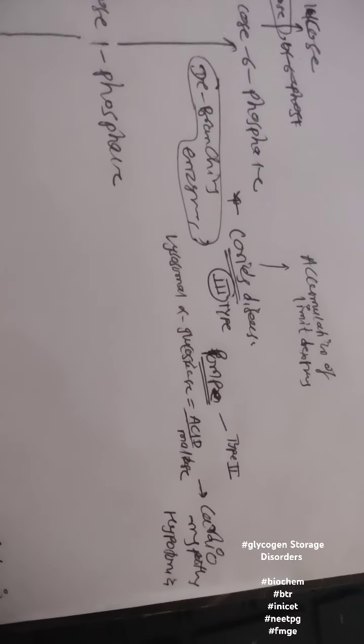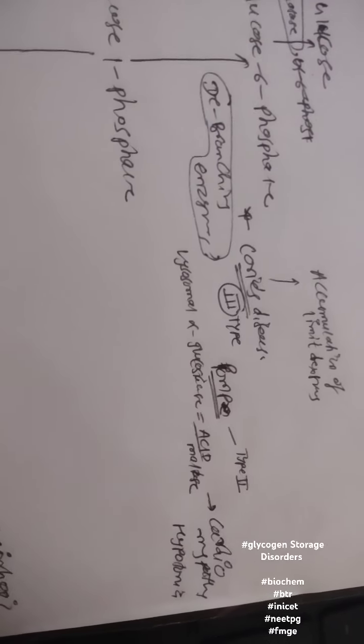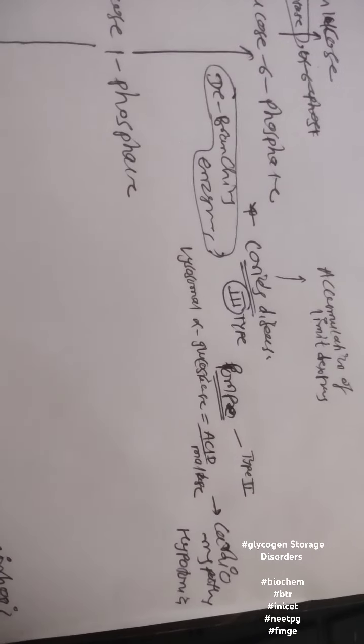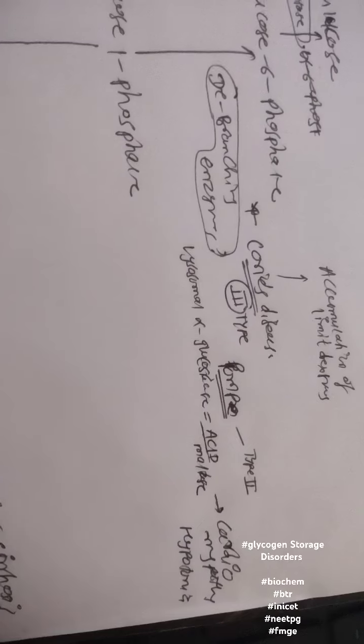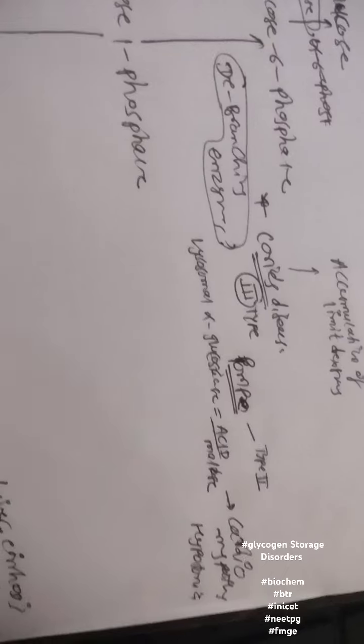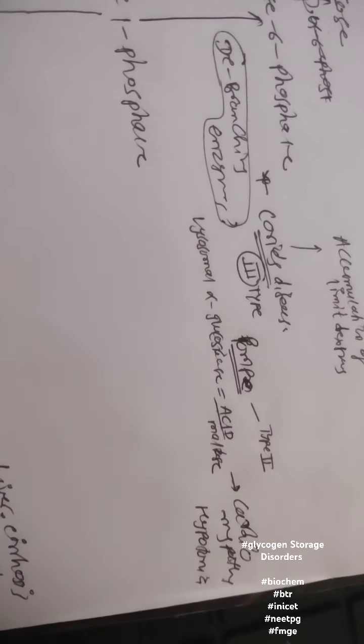Here we can also see Pompe's disease, which is a lysosomal disorder and also a glycogen storage disorder, in which two enzymes, alpha glucosidase and acid maltase, are deficient. So it leads to cardiomyopathy and hypotonia.